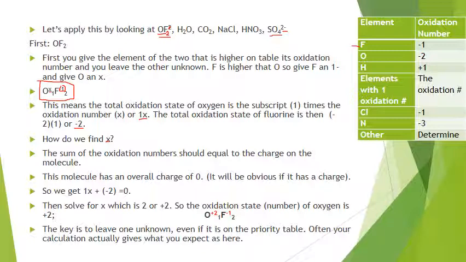So how do we find X? And this is where we use the overall charge as a value. The sum of the oxidation numbers, or in this case 1X plus -2, has to equal the charge on the whole molecule, which is 0. So we get 1X plus -2 equals 0. And then we simply solve for X, and you can see that X equals 2. We have to give it a plus. We just can't leave this off because this has direction. It's like a vector. It has magnitude and it has direction. So X is going to equal plus 2.